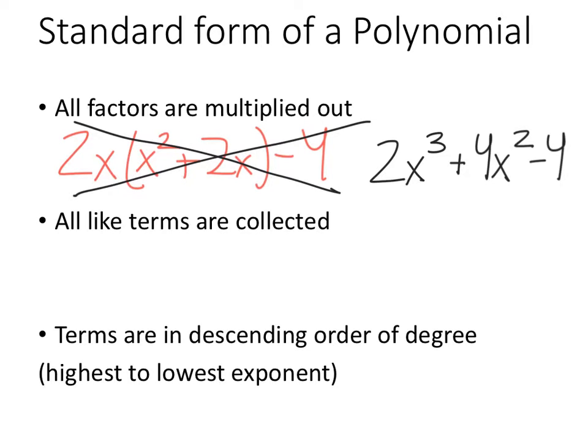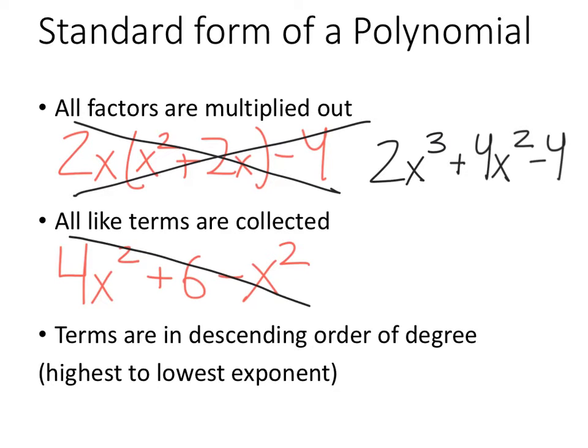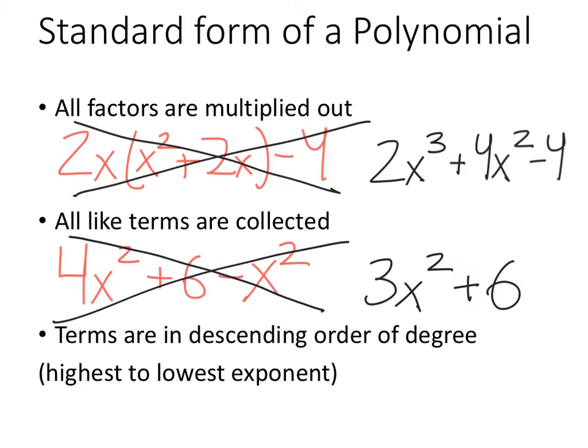Also, all the like terms need to be collected. So 4x squared plus 6 minus x squared is not in standard form because there are two x squared terms. The standard form would be achieved by collecting the 4x squared and the negative x squared to make 3x squared plus 6.